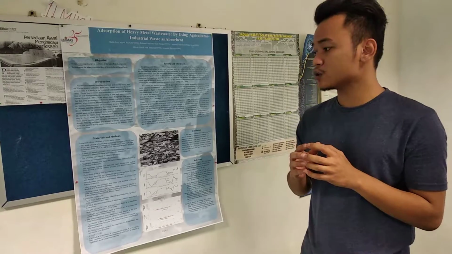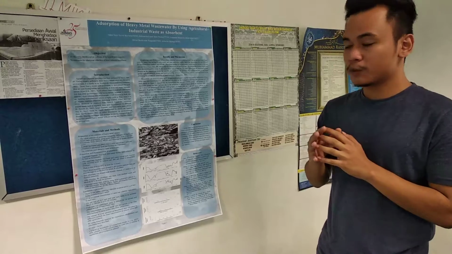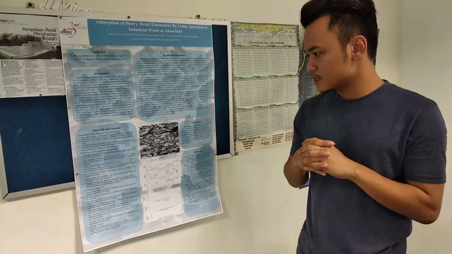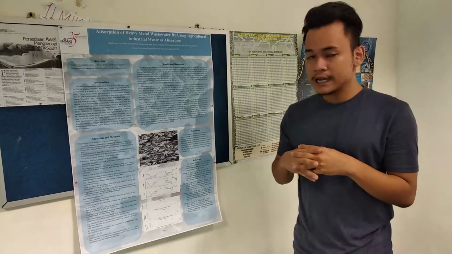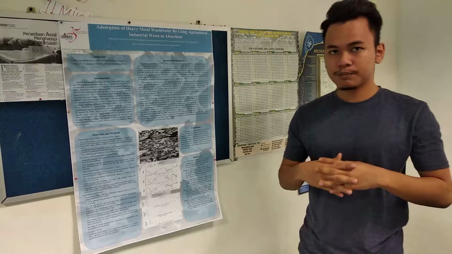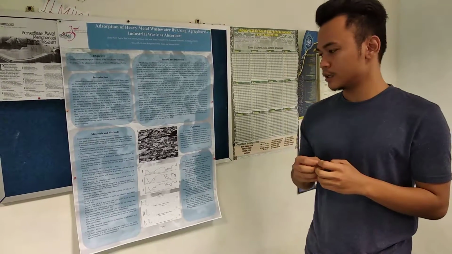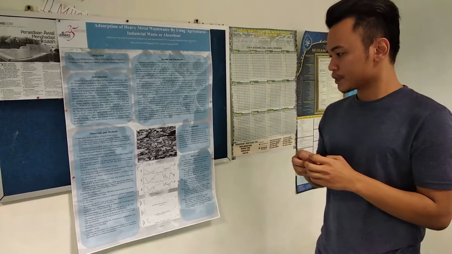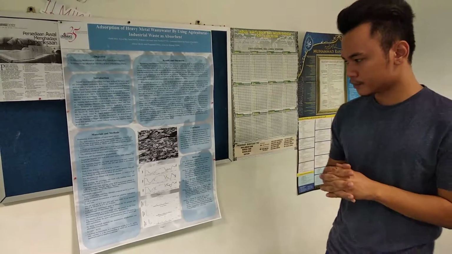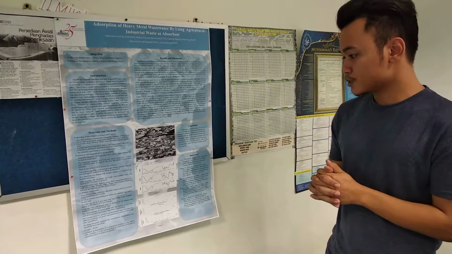The second part is the preparation and characterization of adsorbents. The adsorbents we use were bioabsorbents. The raw materials are sugarcane bagasse, rice husk, and castor leaf. These raw materials will be washed and dried, then ground into smaller particles and treated with organic solvent. After the treating process, they will be characterized by using FTIR and SEM instruments.